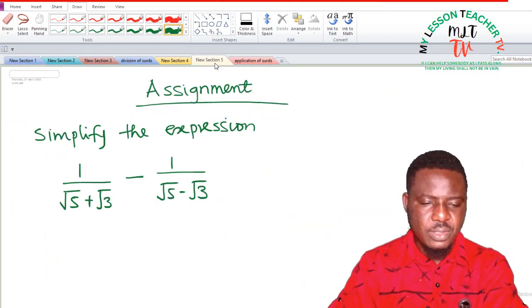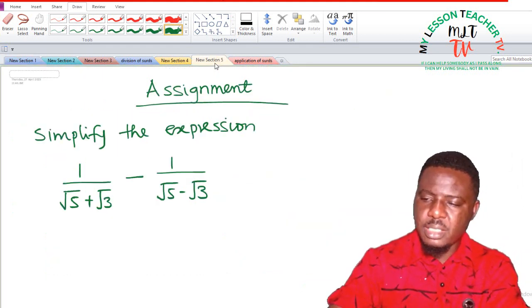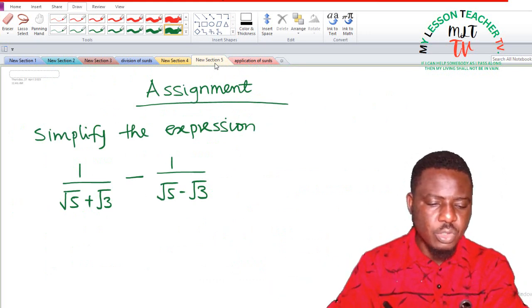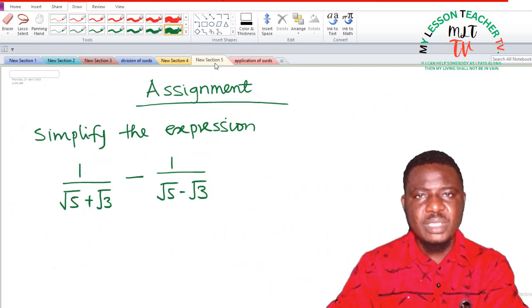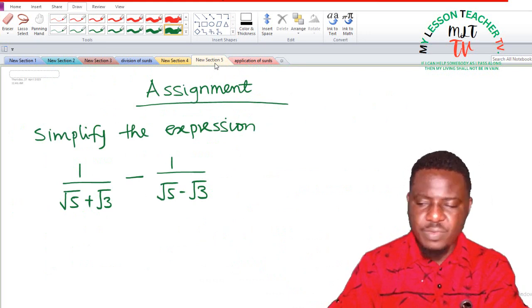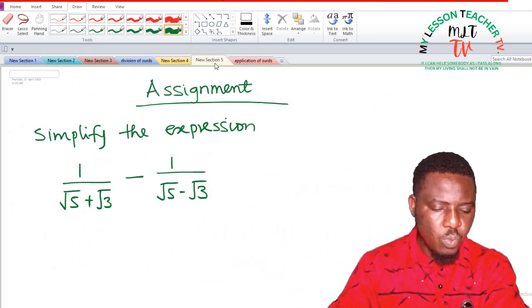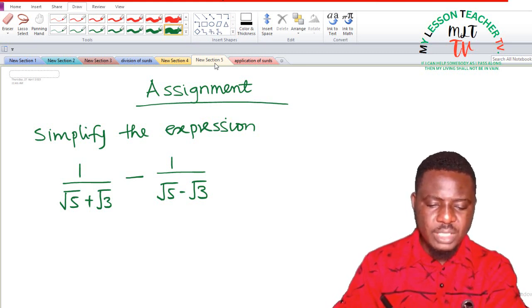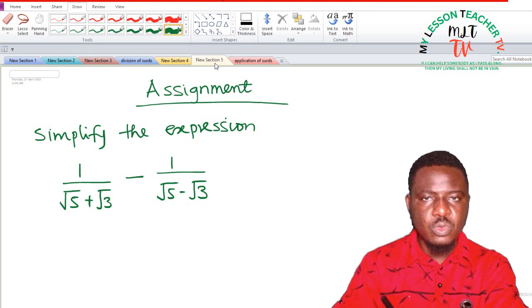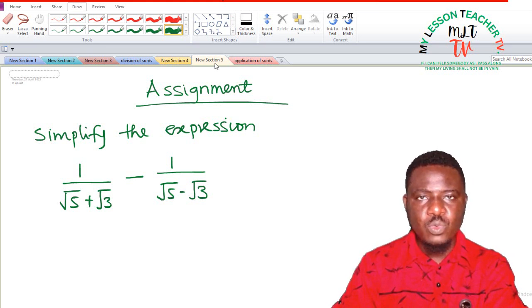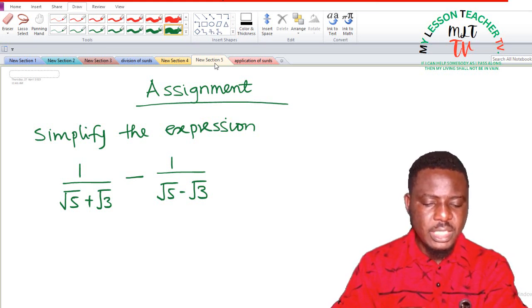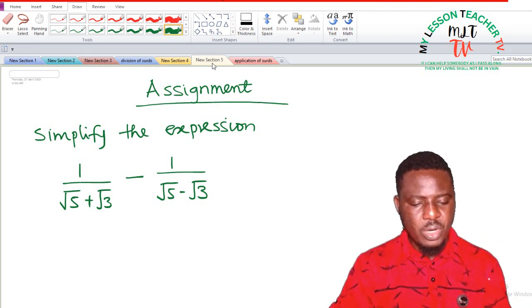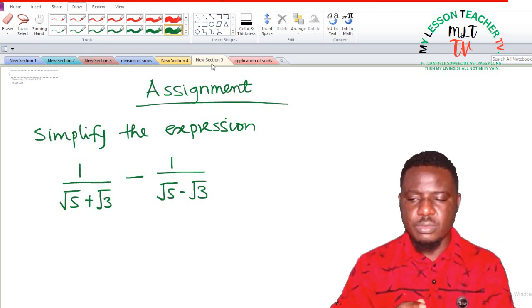At the last class, where we looked at the conjugates of binomial SURDS, I left the class with an assignment where I said you should simplify the expression 1 divided by root 5 plus root 3 minus 1 divided by root 5 minus root 3. I'm going to give you the solution to this problem. Thereafter, you compare it with what you have done and see if you get it right. Otherwise, you do the necessary correction.